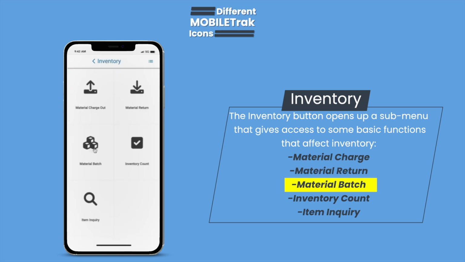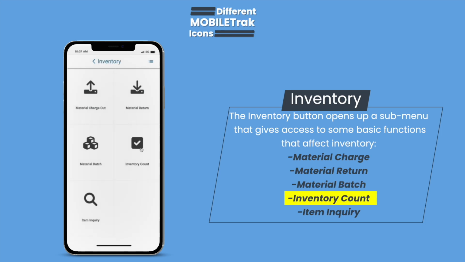Material batch. The material batch allows users to perform those two same charge out or return transactions with a larger list of items. The material batch can be used during a storm outage when material leaves the warehouse and needs to be recorded, but a work order number or GL account is not yet available.